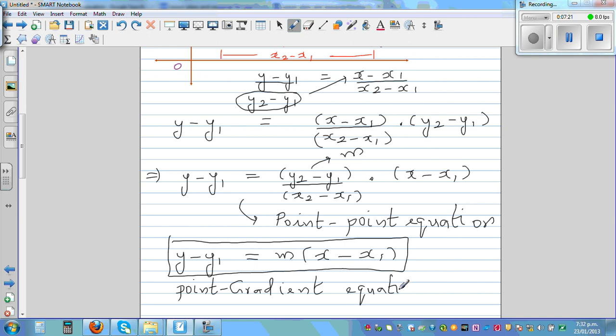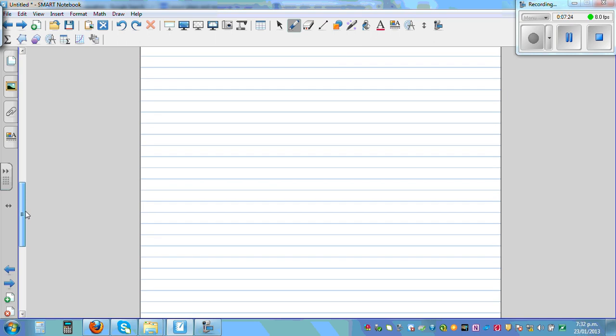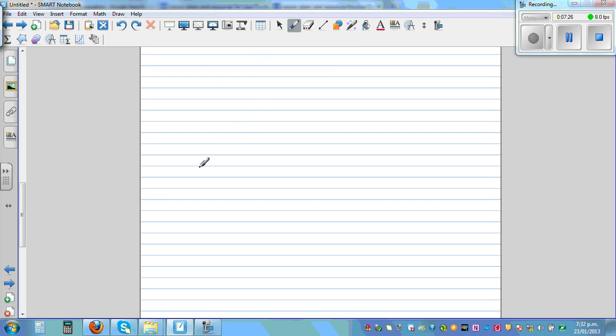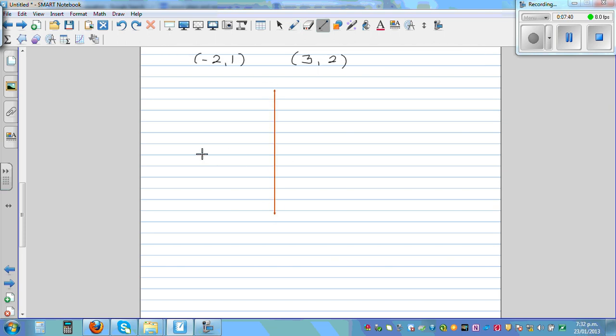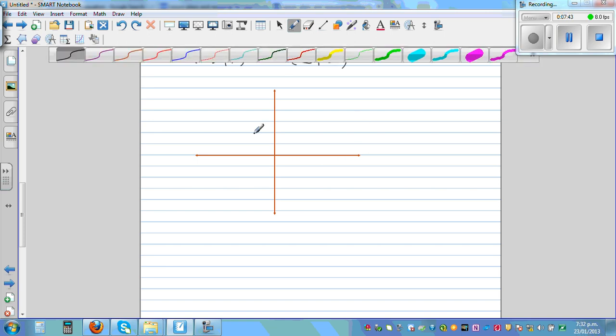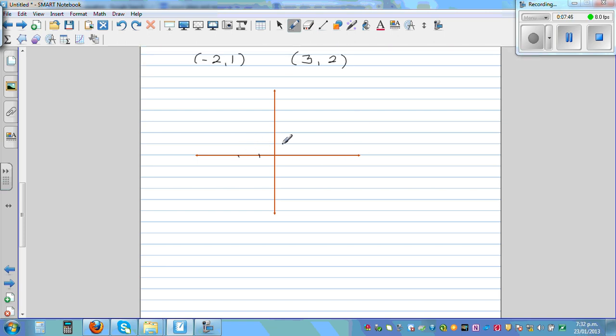Okay, so let's take an example. Suppose you've got 2 points, negative 2, 1 and 3, 2. It's always good to draw, to have a visual understanding. Say this is negative 2, this is 1, so this is this point. And 3, 2. So this is 3, 2, and this is negative 2, 1.